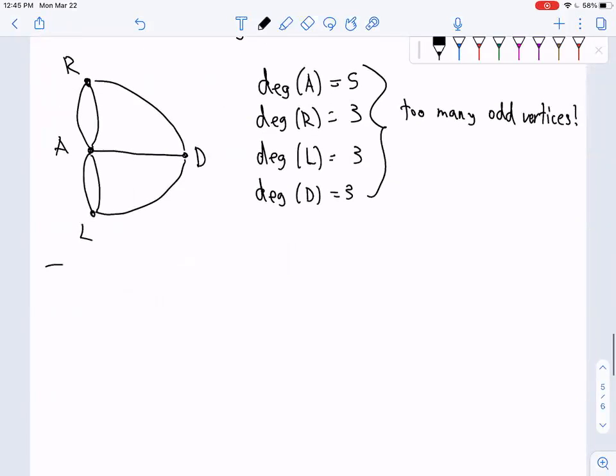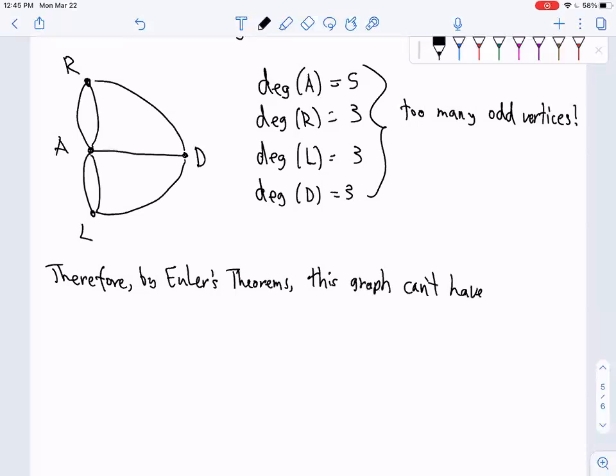And so therefore, by Euler's theorems, this graph can't have an Euler circuit or Euler path.